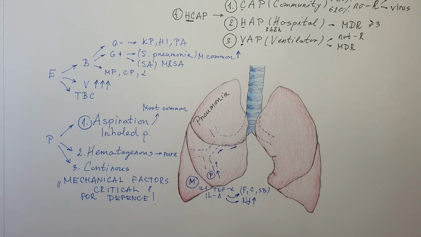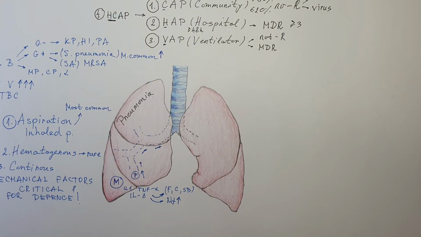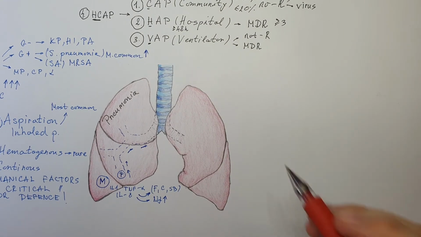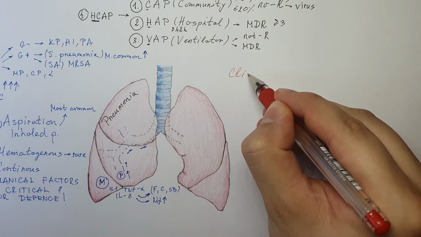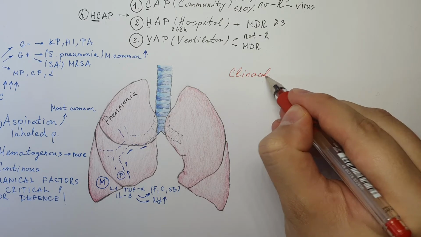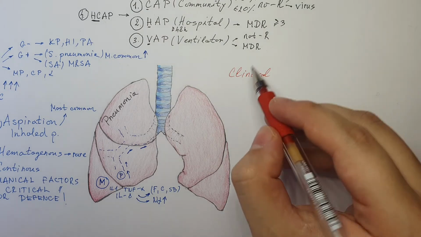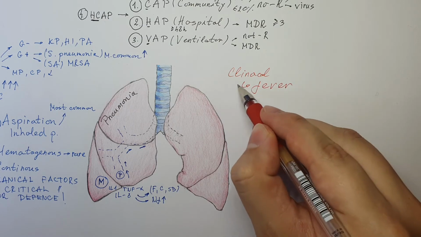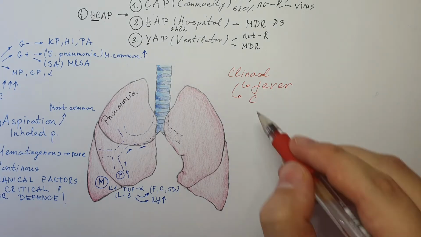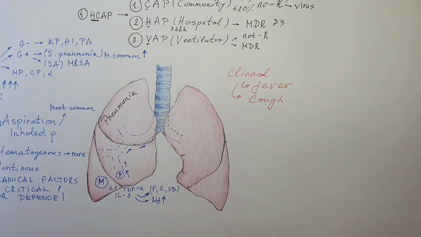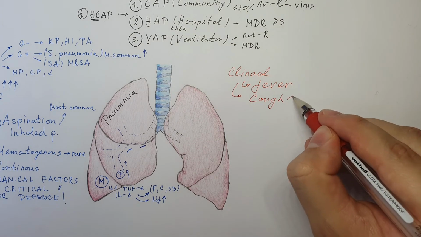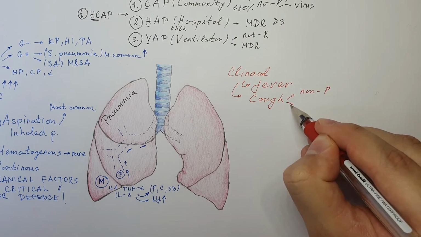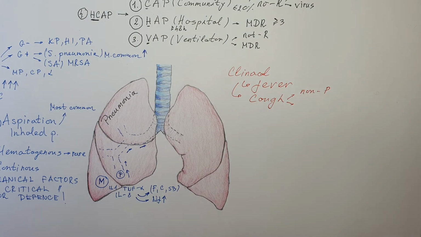Now, what is the typical clinical presentation of pneumonia? So, the clinical presentation, fever is one of the obvious ones. Then we also develop cough most of the times. This can be non-purulent, or it can be with sputum that is mucoid, purulent, or even blood tinged.